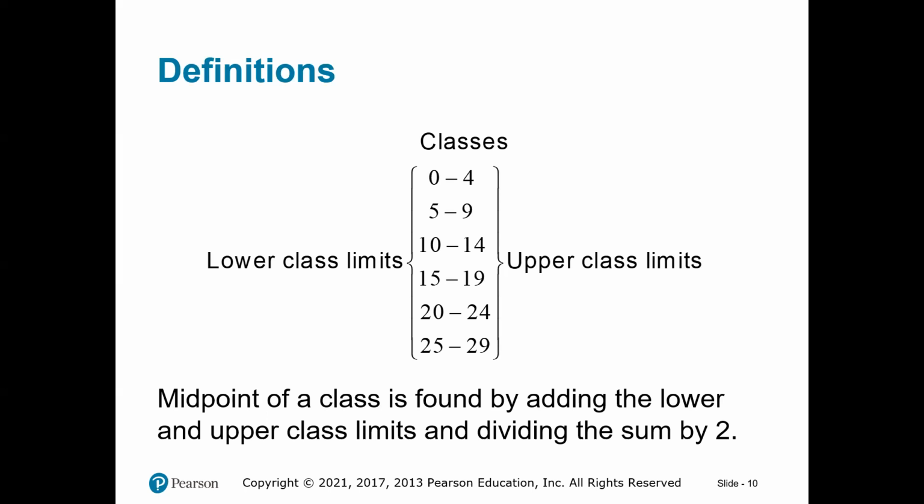For each class, the midpoint is found by adding the lower limit to the upper limit and dividing everything by 2. So 0 plus 4, which is 4, divided by 2 is 2. So the midpoint of the first class is 2.